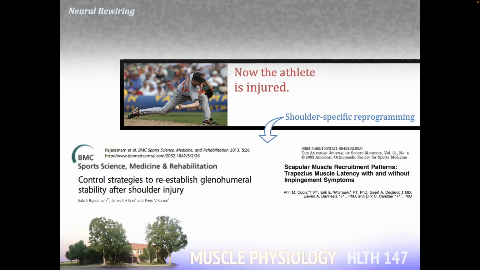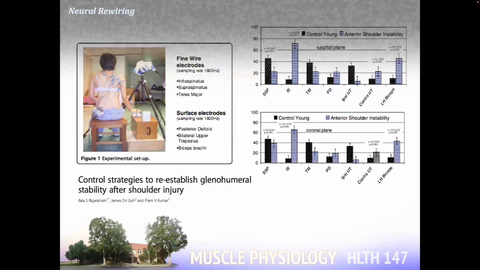And then once it's injured, the muscle recruitment patterns get changed. The neural activation will be different for the same exact task. So do a shoulder press, do a side raise, do a front raise. You'll recruit your muscles differently to accomplish those things. Most likely you will. So here you see changing muscle recruitment patterns in anterior shoulder instability patients compared to control.